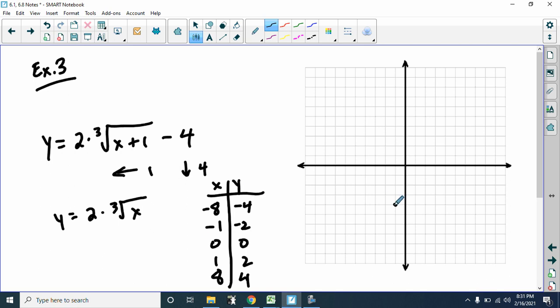So from this point, I'm plotting -8, -4. From this point, I'm plotting -1, -2, 0, 0, 1, 2, 8, 2. Because this one is a cube root, it does not stop at this point because we can't have negatives. So I missed that point, obviously, but the general graph looks like that guy there.